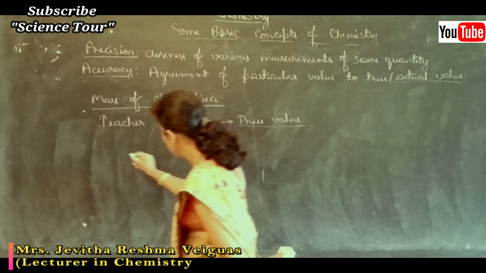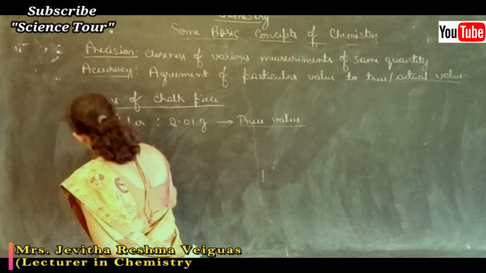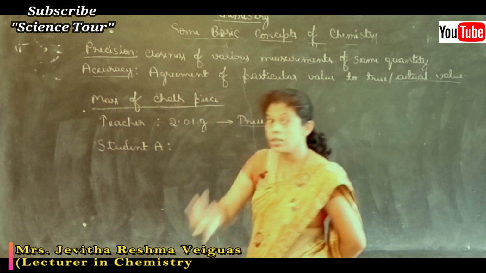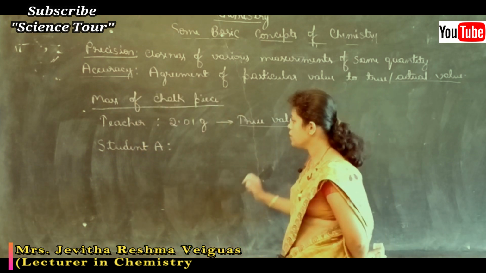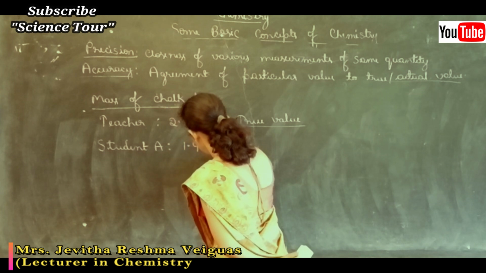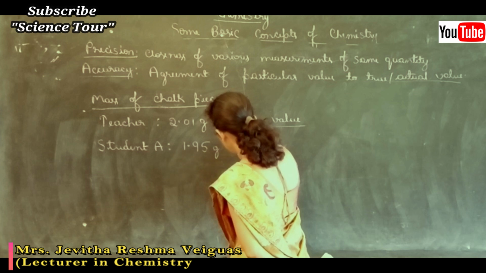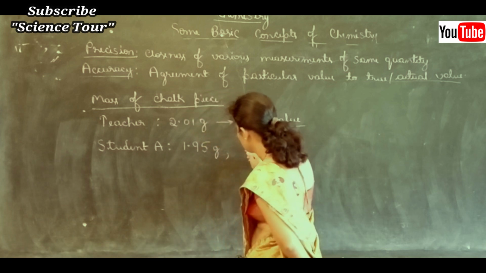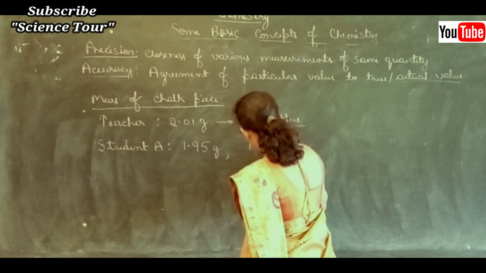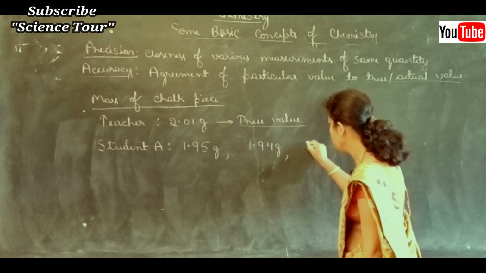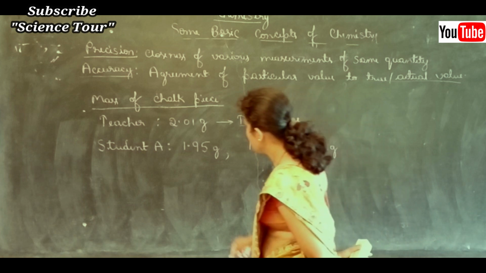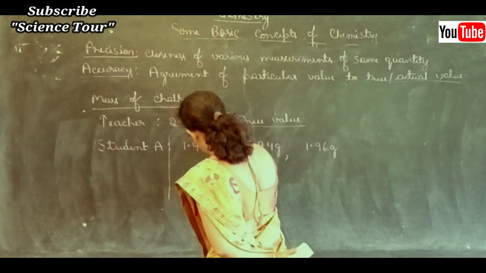Now let me consider student A measures. He measures it 3 times. First time he got the value as 1.95 gram. Second time the value got by him is 1.94 grams. Third time he got 1.96 grams. See, these are the measurements done by student A.